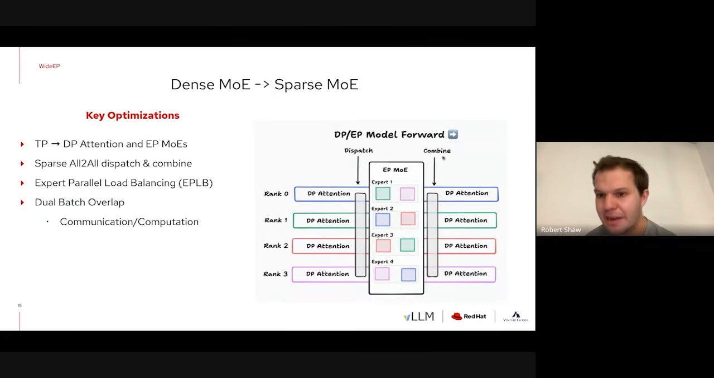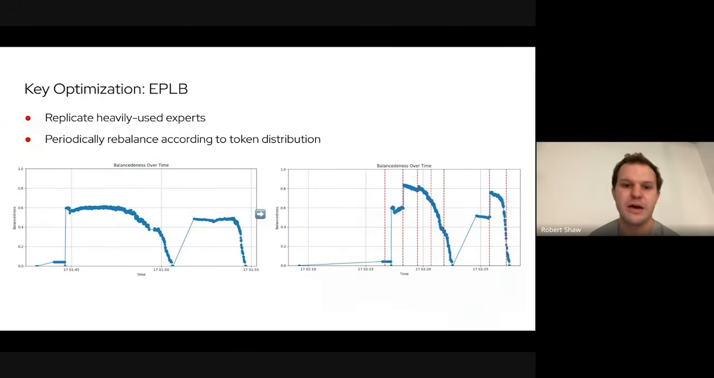Basically, this dispatch and combine operation are the key kernels that are needed, and these are sparse operations, so they can scale well to this multi-node setup. There's also a bunch of key optimizations inside of vLLM that are useful for the expert parallel regime.